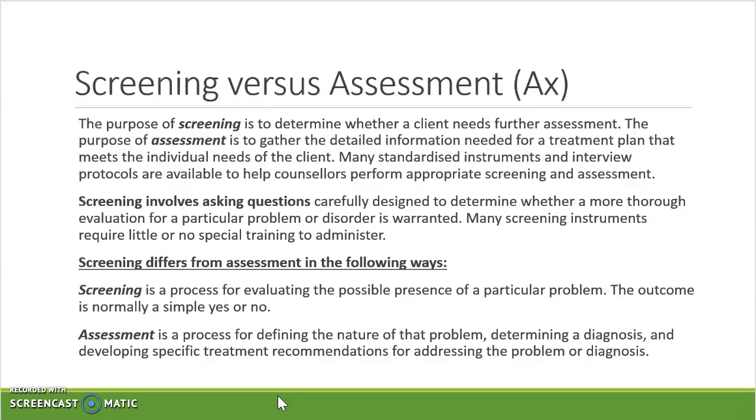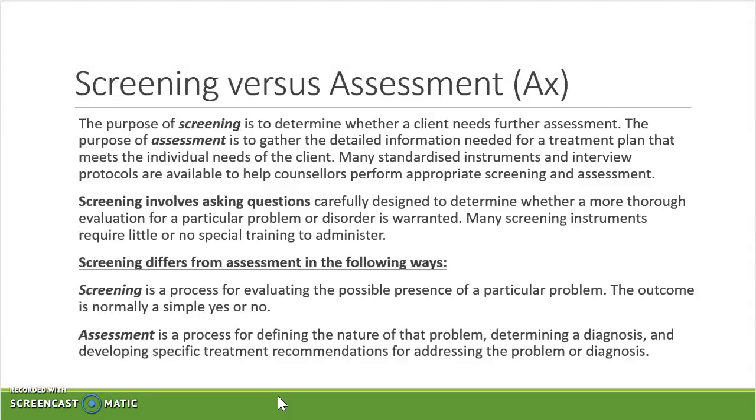There are many standardized instruments and interview protocols that are available to help us perform appropriate screening and assessment of clients. Screening involves asking questions carefully designed to determine whether a more thorough evaluation for a particular issue or disorder is needed. Many screening instruments require little or no special training, so I'll be sharing with you a range of screening tools that are used in AOD, and I'm actually wanting you to access those and name those in your assessment one.